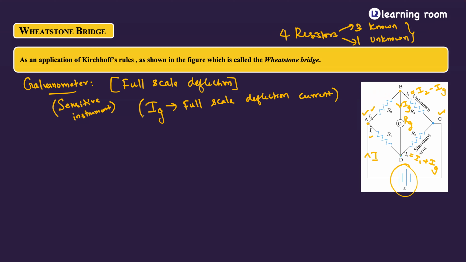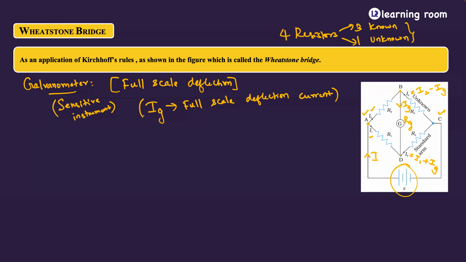Sir, I didn't understand the full scale galvanometer current. See, when you pass current through this device, you connect this to the positive of the battery, you connect this to the negative of the battery. When you pass current through it, this galvanometer will start showing deflection. The pointer will turn. So when the pointer takes a turn and stops at the extreme reading of this galvanometer, that current which is passing through this galvanometer is called the full scale deflection current.